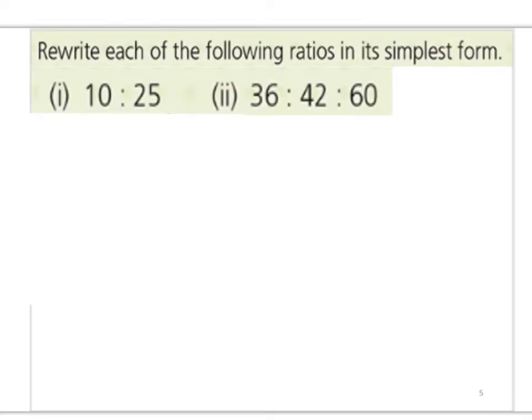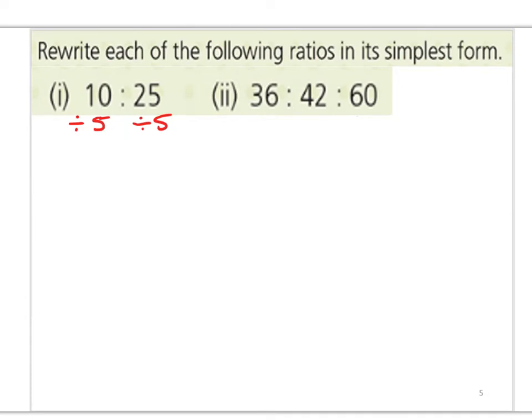So let's have a look at some examples where we simplify ratios. Rewrite each of the following ratios in its simplest form. So part 1, 10 to 25. We need to think what number will divide evenly into 10 that will also divide evenly into 25. And we always want the highest number, so it's the highest common factor we're actually looking for. So that number is 5.